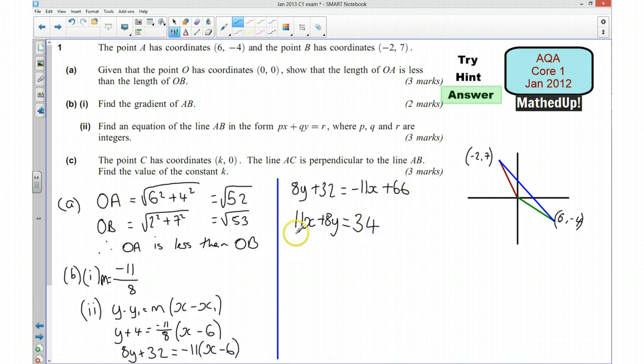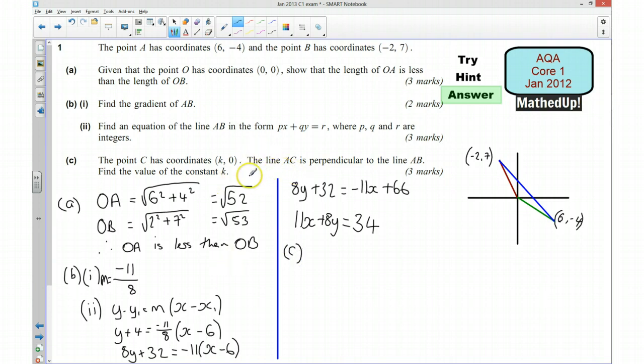Just as a quick check, there isn't a common factor for each of these numbers, so I think that is going to be in its simplest form. So our solution is 11x plus 8y is equal to 34, where p is 11, q is 8, and r is 34. Okay, finally part C.